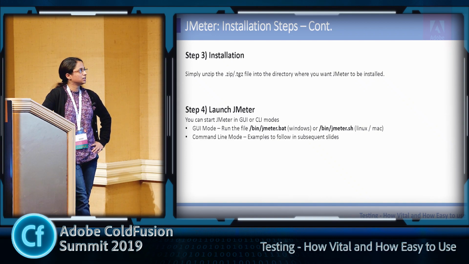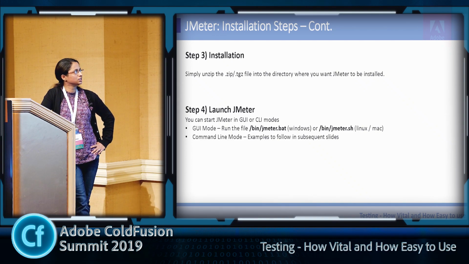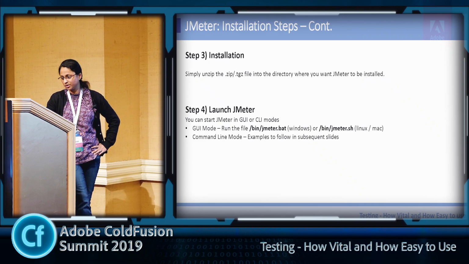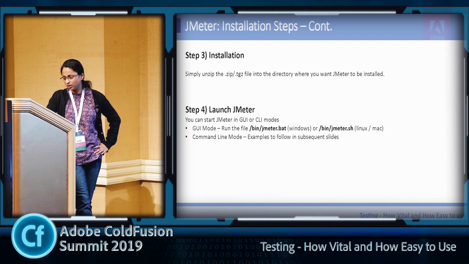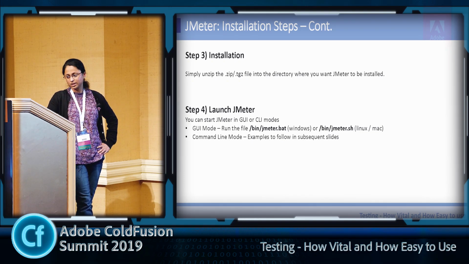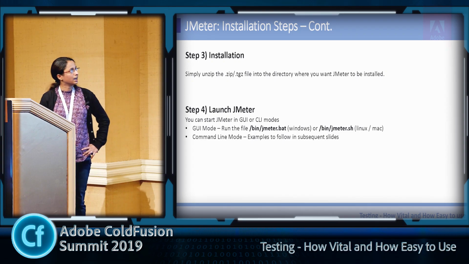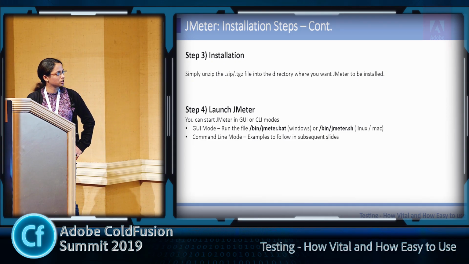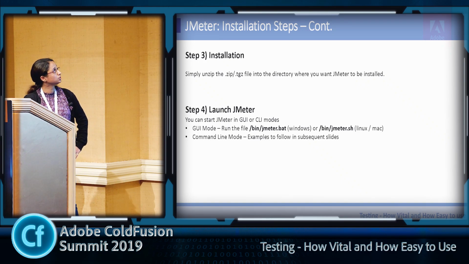So first of all, install Java, then download JMeter. Just unzip it wherever you want, and then launch JMeter. You can launch it using either GUI mode or CLI mode. Once you install it, just go to the bin folder and run jmeter.bat if you're on Windows, or if you're on Mac or Linux, run the jmeter.sh file, and that will bring up Apache JMeter for you in GUI mode. That's my JMeter. This is where you would create your test plan and run the test.